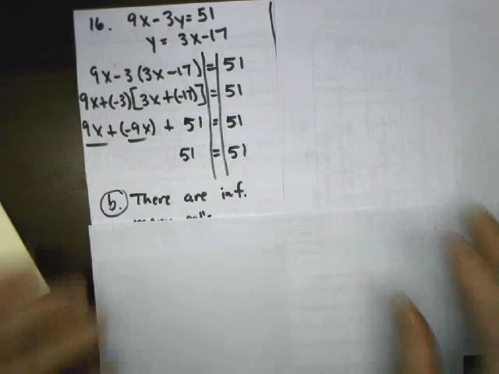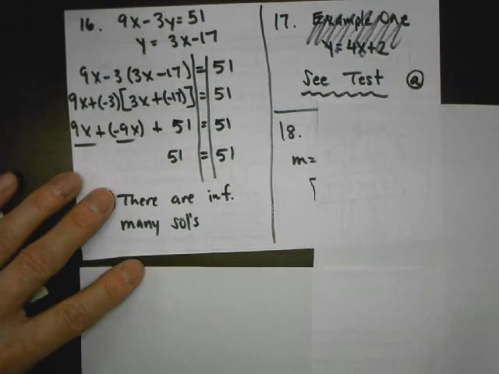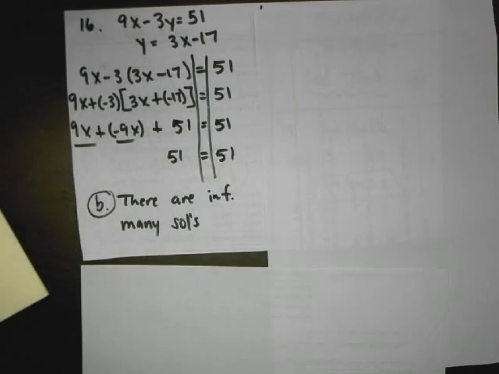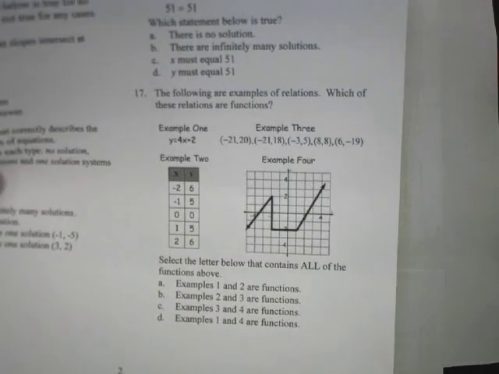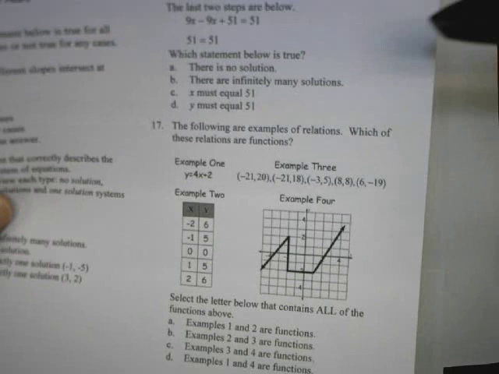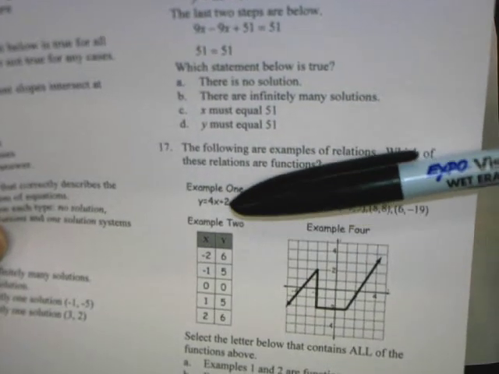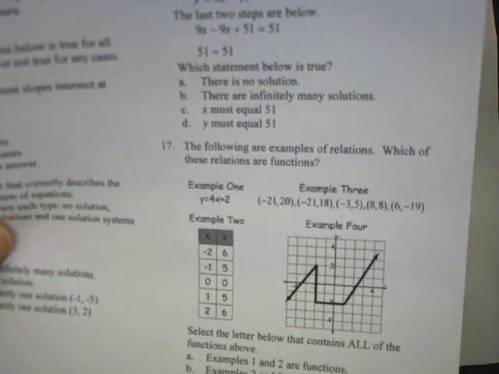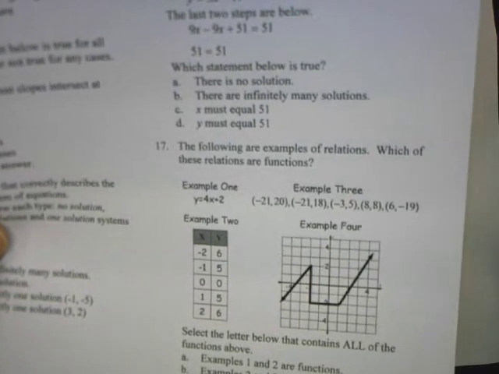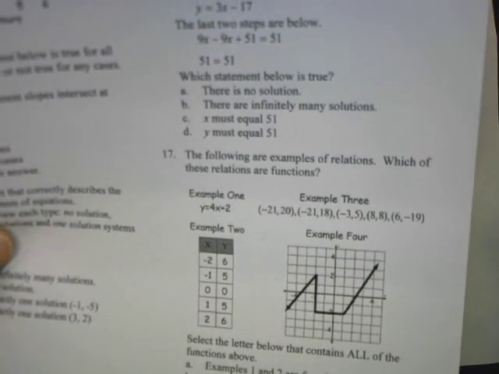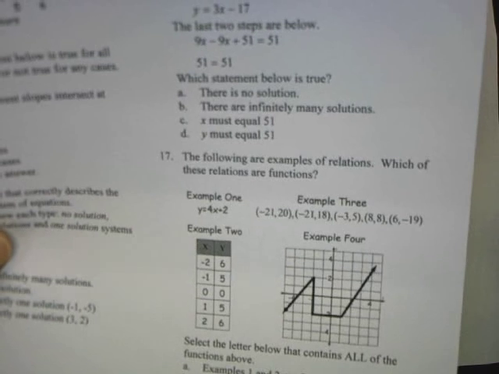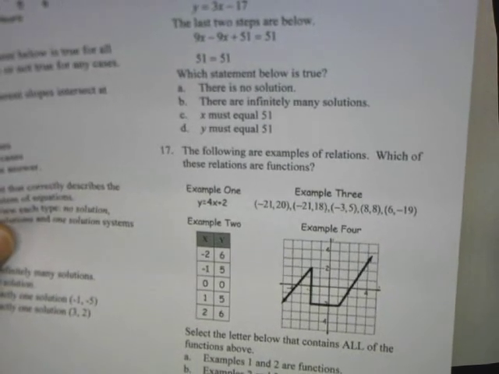Okay, 17. Let's look at the test for 17. We want to say which of these are functions. So the first one, example 1, is an equation, okay? And as long as it's an equation that doesn't have something like y squared, equations like that are going to be functions automatically, okay? Now, so example 1 is a function.